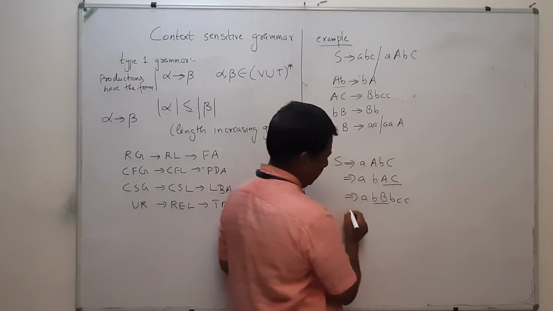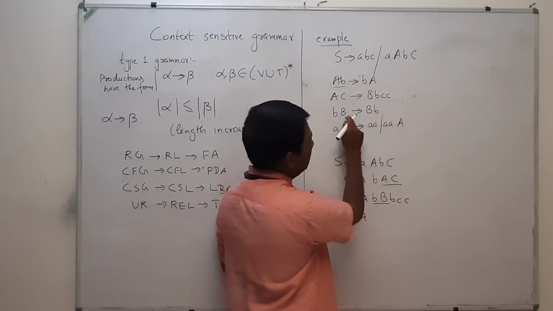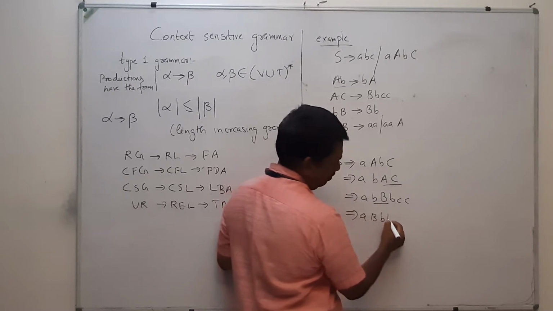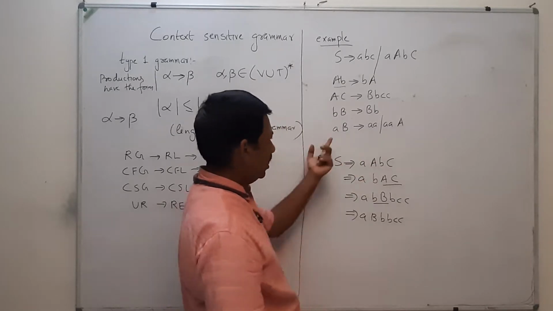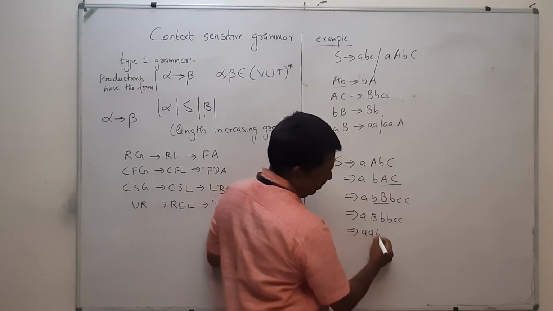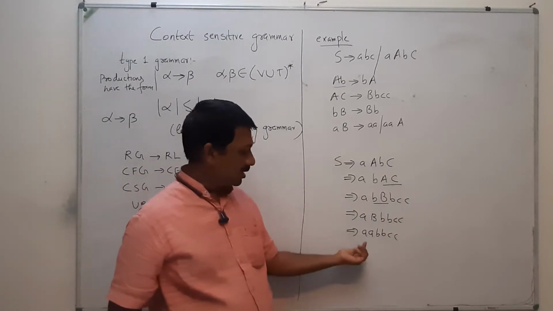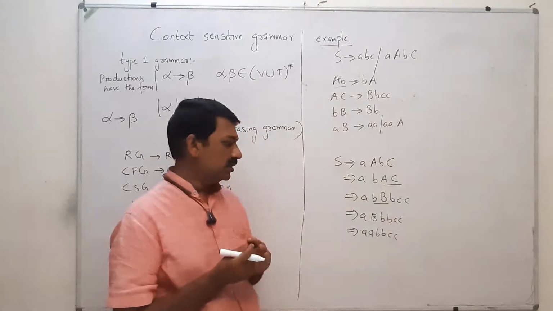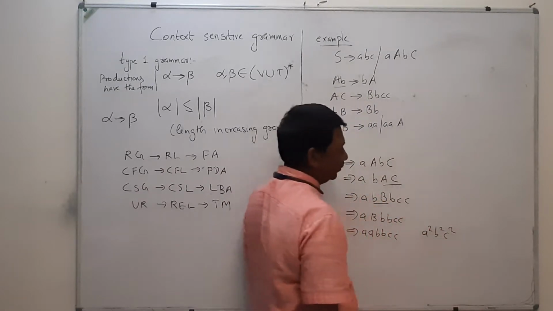Now here I have BB, here also we have BB. So I am going to replace that with BB. This BB is replaced with BB. Now AB derives A, and I replace that with A, B, C, C. So this is a string: two A's followed by two B's followed by two C's. That means this is A to the power 2, B to the power 2 and C to the power 2.